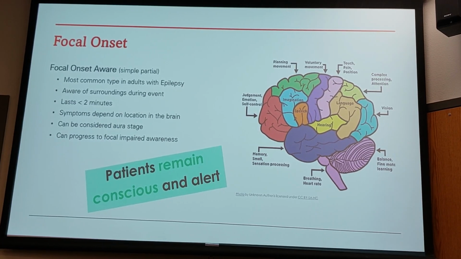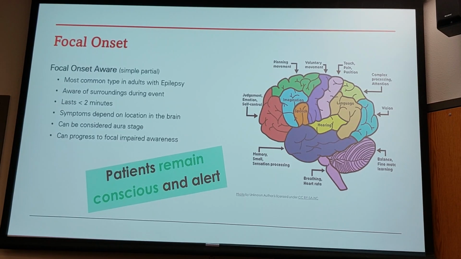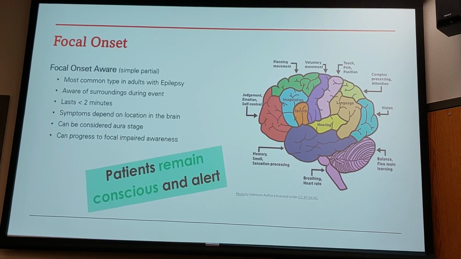But in general, with this one, they're aware of their surroundings during the event. Pretty brief, less than about 2 minutes, a couple minutes. Again, symptoms depend on the location in the brain. And so this can be considered that aura stage, especially if it's like an occipital type onset. And then it can progress to the focal impaired type.